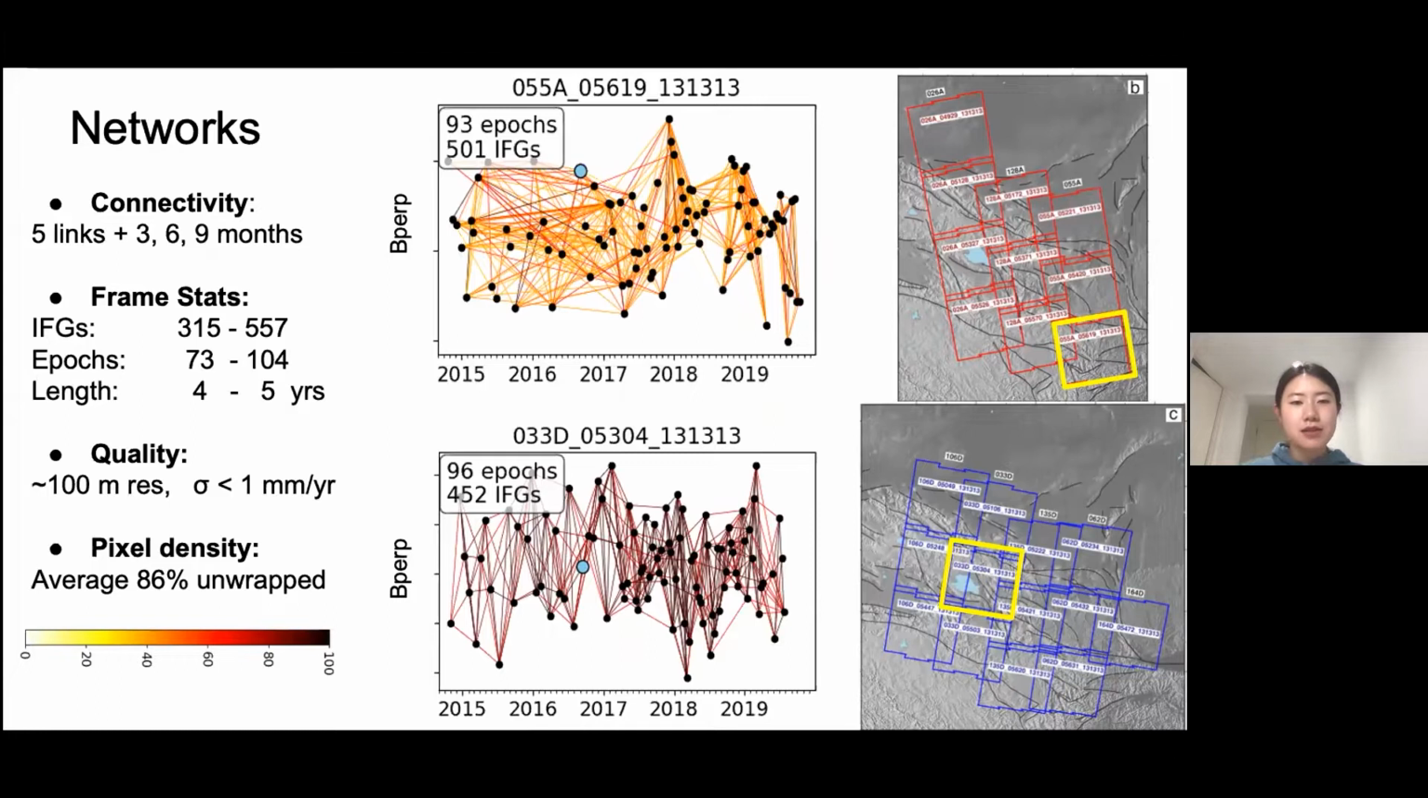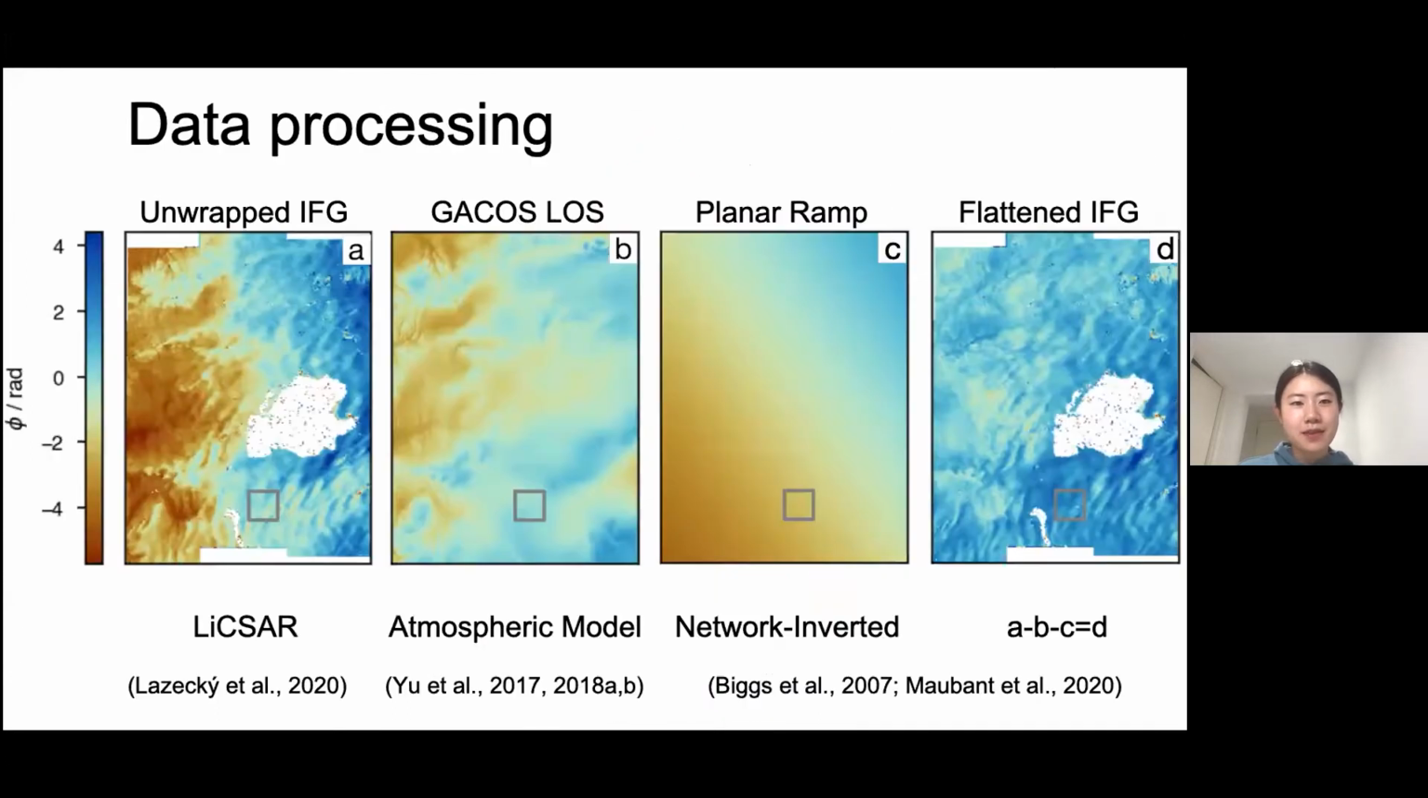We processed interferograms at about 100 meter resolution, and this dataset gives us a theoretical uncertainty of the velocity of about 1 millimeter per year. Due to the decent coherence in most of the study area, the northeast Tibetan Plateau, we have on average 86% of pixels unwrapped successfully.